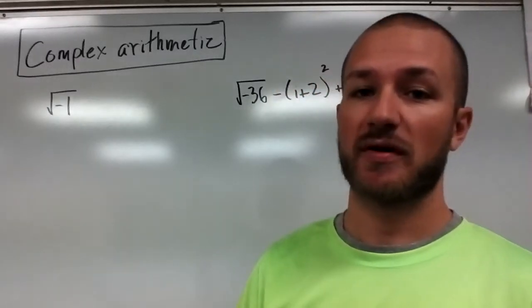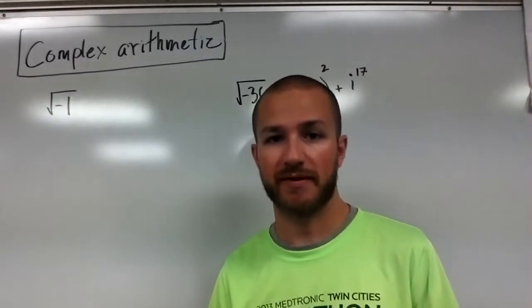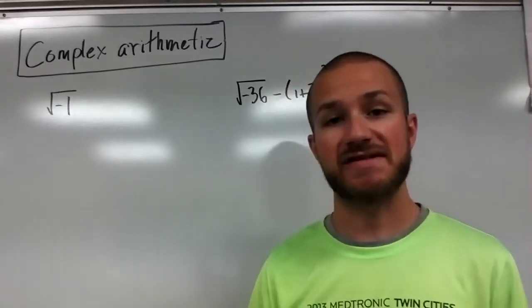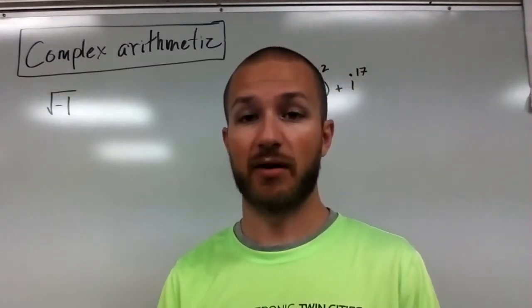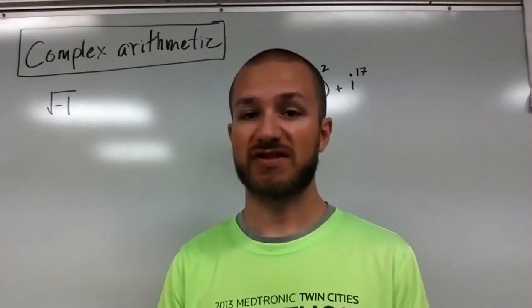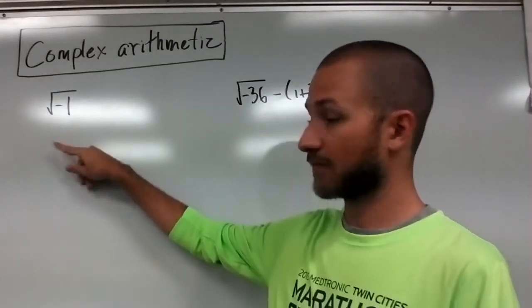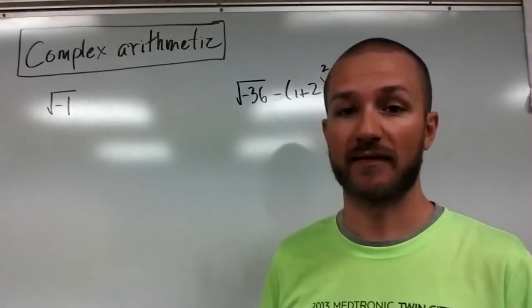Hi, this is Mr. Kruns, and in this video we're going to talk about complex arithmetic. Now, complex arithmetic is not just complicated arithmetic, but it's an arithmetic that deals with a certain kind of number. And that number arises when we get the square root of a negative number, such as maybe the most basic one, the square root of -1.